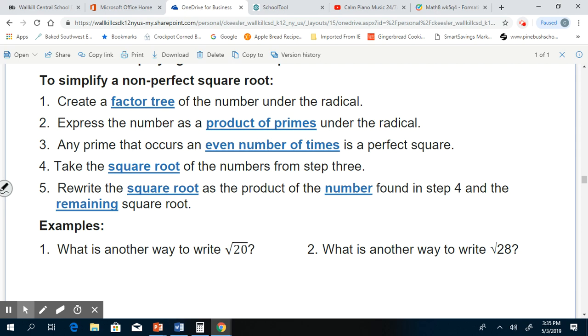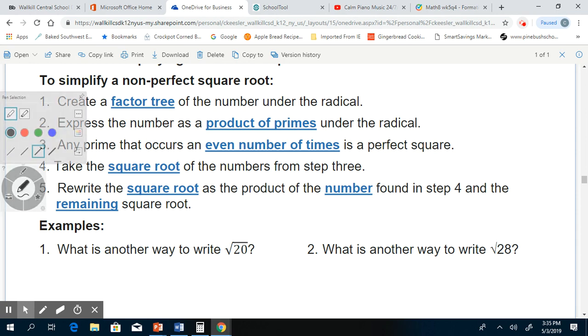Today we're going to start working on simplifying non-perfect square roots. Last week we learned what a perfect square is. A perfect square is a number like 16, because you can take the square root of 16 and get 4 easily, because 4 times 4 is 16. We know that 100 is a perfect square because 10 times 10 is 100. We know that 400 is a perfect square because 20 times 20 is 400, and so on. Now you're going to see how that can be used to simplify any non-perfect squares.